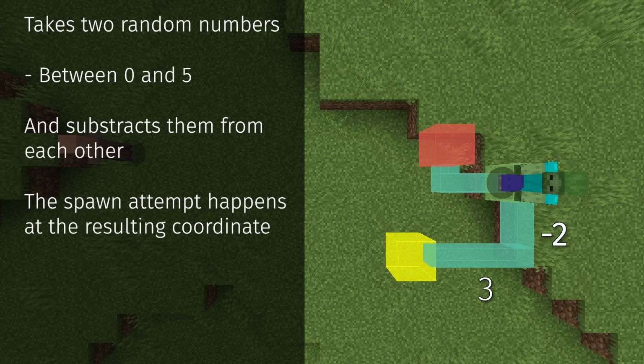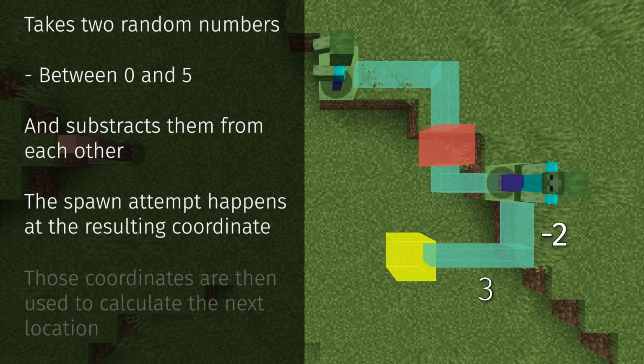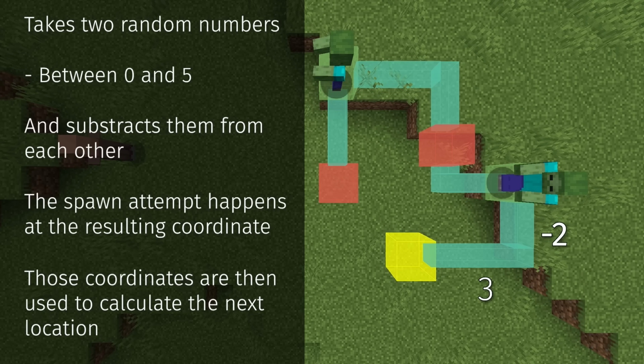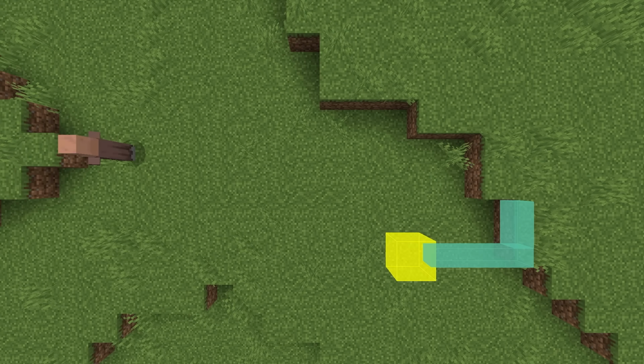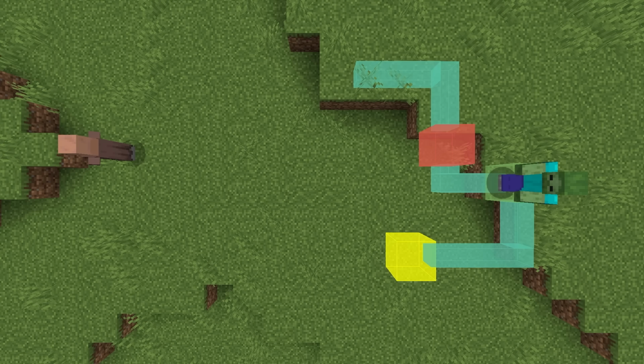Whether or not the spawn attempt is successful, the algorithm will continue with further pack spawning attempts, but the starting location is now the location that the previous spawn attempt occurred. So this gives us a displacement between -5 and 5 for both X and Z coordinates for each individual spawn attempt within a pack spawning attempt.